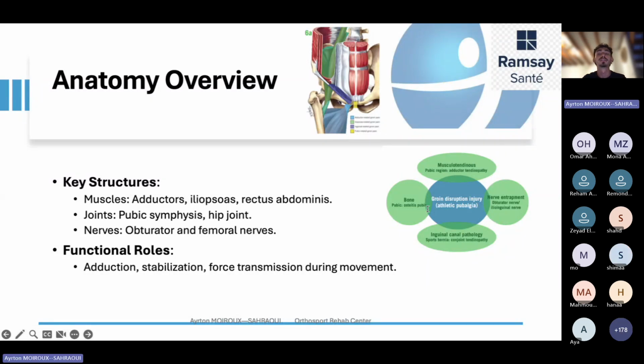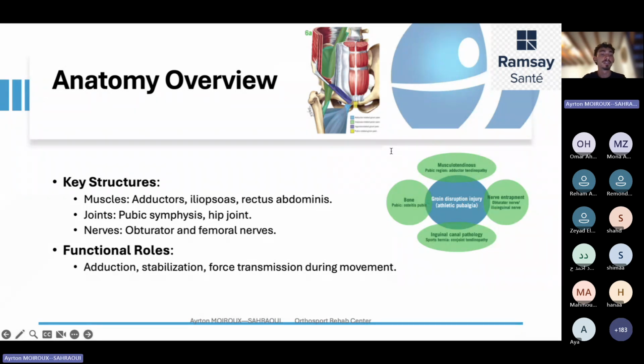So there are two major joints involved, the pubic symphysis and the hip joint. The pubic symphysis is a cartilaginous joint located at the front of the pelvis. It provides stability and facilitates force transmission between the lower limbs. The hip joint, being a ball and socket joint, allows a wide range of motion necessary for athletic activities. Any dysfunction in these joints can contribute to altered biomechanics and increased stress on the surrounding muscles.